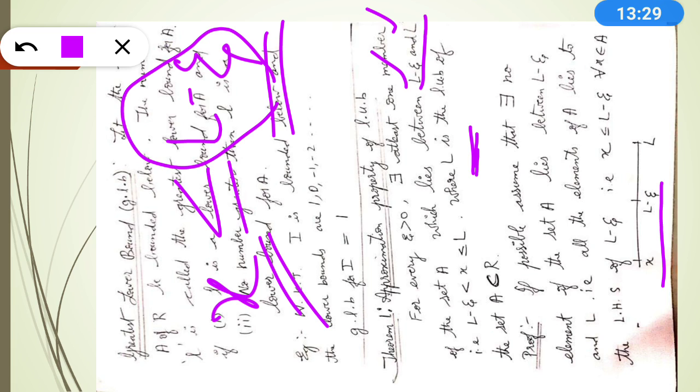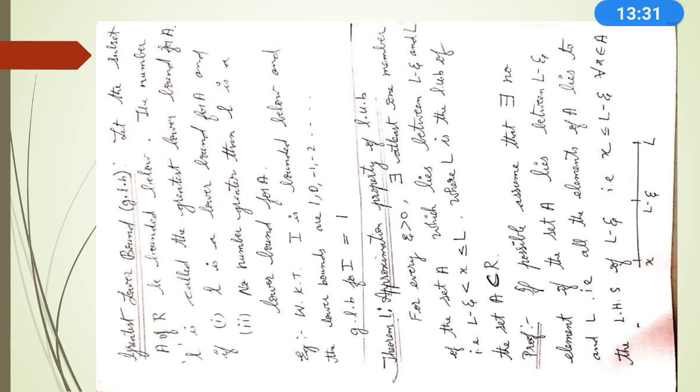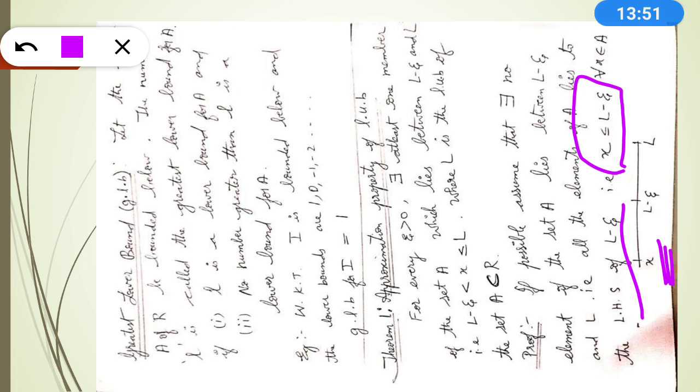Okay. We'll see the theory part of it. So, if possible, assume there exists no element of the set that lies between L minus epsilon and L. That is, all the elements of A lie to the left hand side of L minus epsilon. So every element will be left of L minus epsilon. Okay, that means I will have this relation, x is less than or equal to L minus epsilon. What does it mean? L minus epsilon will be the upper bound for my set.